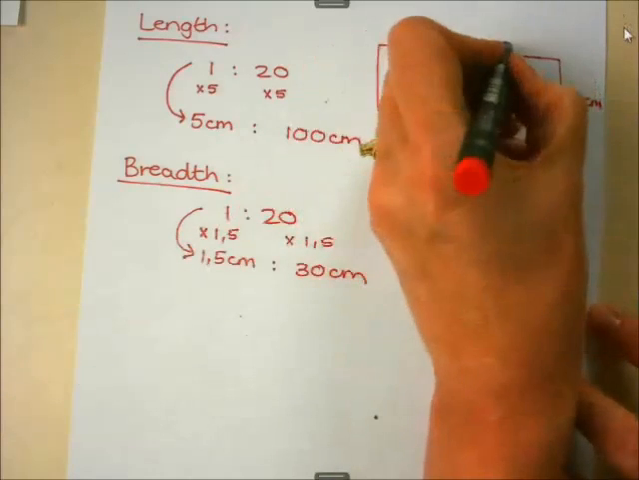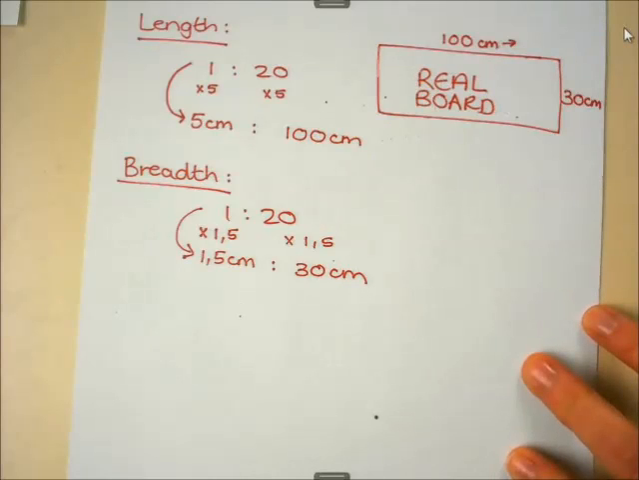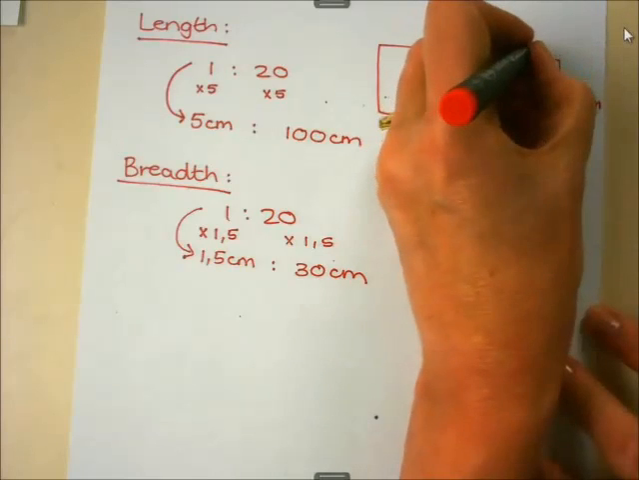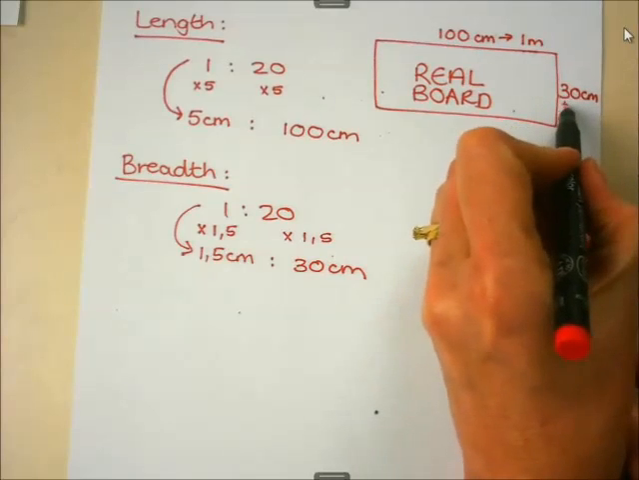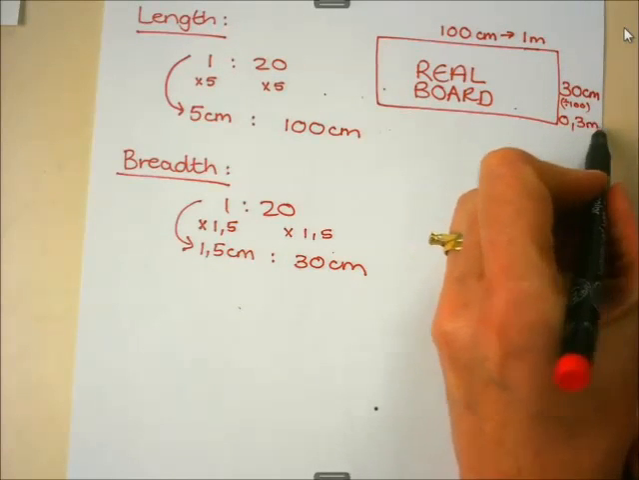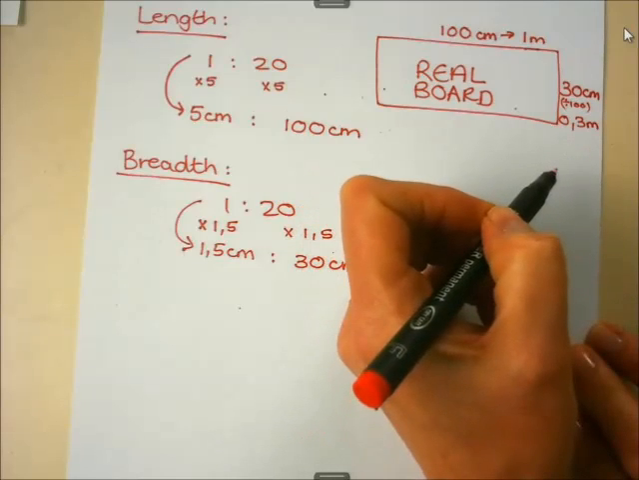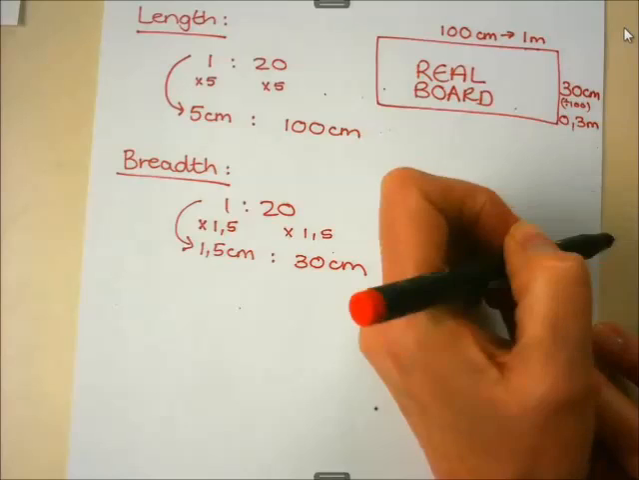So let's change this. As there are 100 centimeters in 1 meter, we can just write 1 meter there, and here we must also divide by 100, and we're going to get 0,3 meters. So our real board is 1 meter long and 0,3 meters wide.